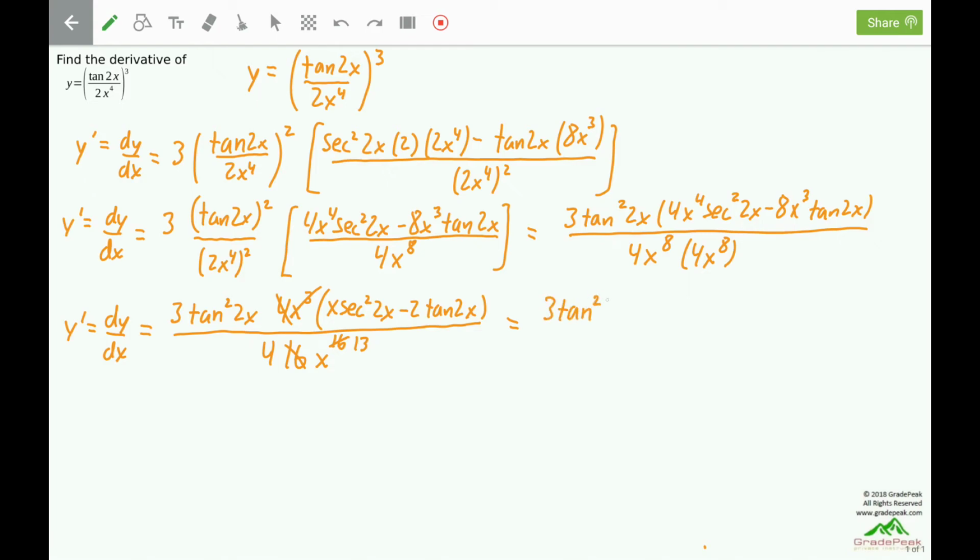So we have 3 tangent squared of 2x times x secant squared of 2x minus 2 tangent of 2x. All of this divided by what's left over in the denominator, which is 4x to the 13. There's our derivative, y prime, or dy dx.